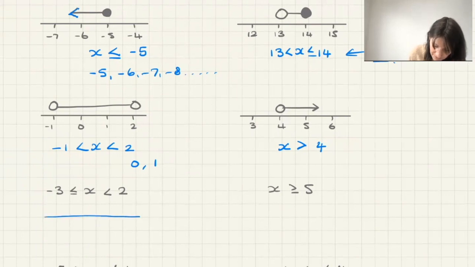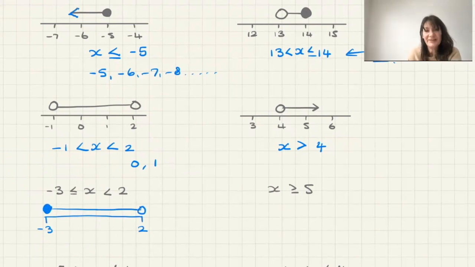Okay, so my number line is going to be minus 3 to 2. I'm going to have an open circle at the 2, a filled in circle at the 3, and I'm just going to join them together. If I'm going to write down my integer values as well, then it's minus 3, minus 2, minus 1, 0, and 1. I cannot include the 2 because it doesn't equal the 2.